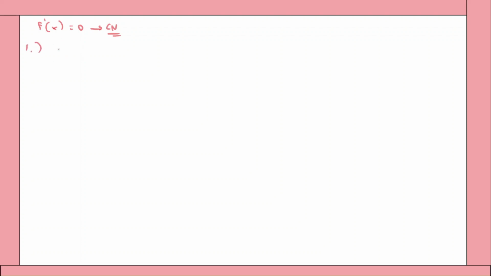So if we wanted to, let's just say we had a standard function. So let's start with a polynomial. It's always easiest to show you. Let's say x to the fourth minus maybe 4x squared, let's just say, okay?